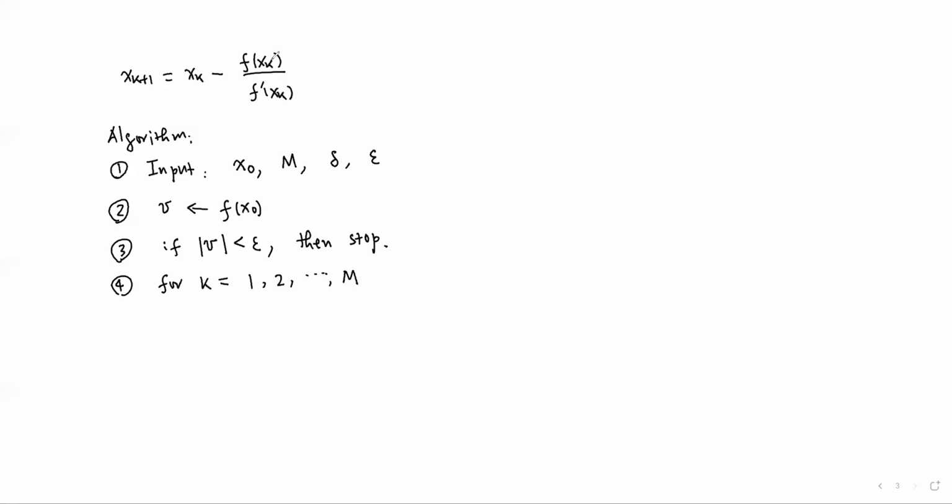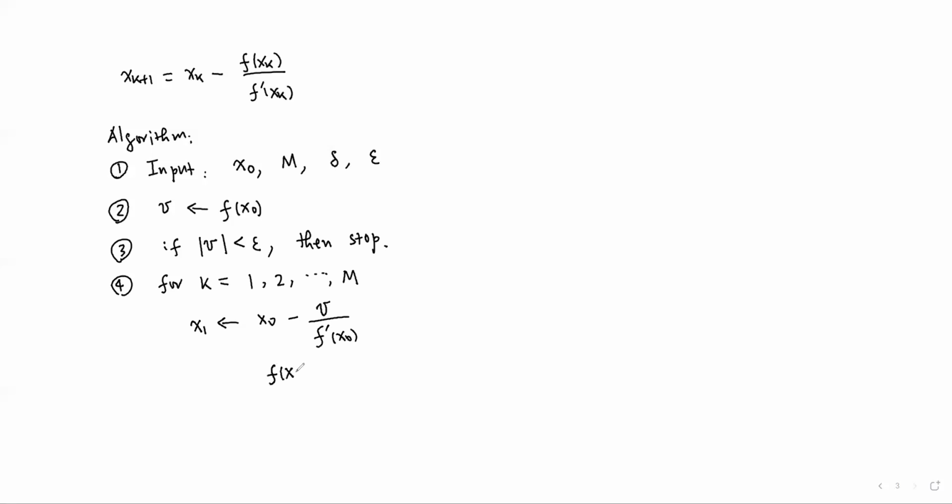Okay, now we have x0. Now let me use this formula to compute x1. So x0 by this formula, minus the function value at x0, it is v, over the derivative at x0. This is x1. Now store the value in x1. Okay. Now x1 is a new approximation to the root r.